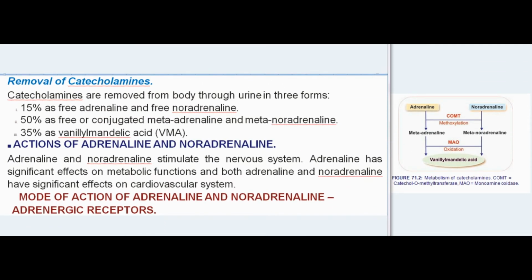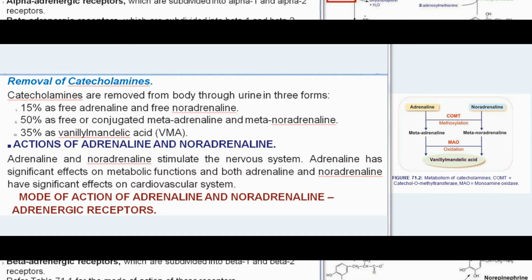Removal of catecholamines. Catecholamines are removed from body through urine in three forms: 15% as free adrenaline and free noradrenaline, 50% as free or conjugated meta-adrenaline and meta-noradrenaline, 35% as vanillyl mandelic acid, VMA. Actions of adrenaline and noradrenaline. Adrenaline and noradrenaline stimulate the nervous system. Adrenaline has significant effects on metabolic functions, and both adrenaline and noradrenaline have significant effects on cardiovascular system.